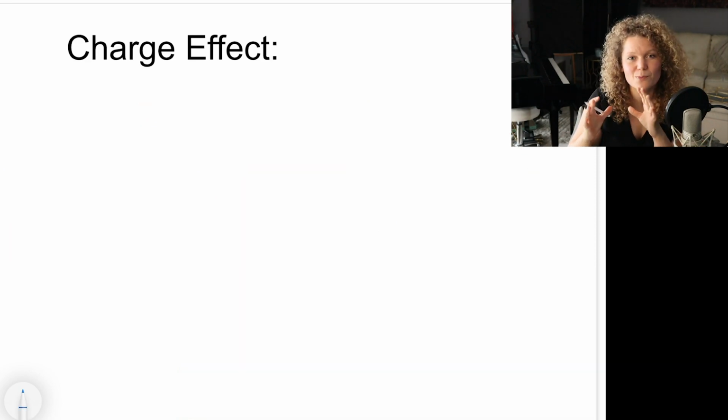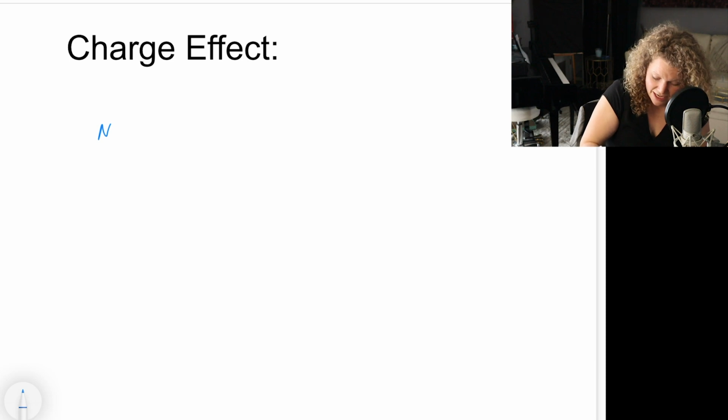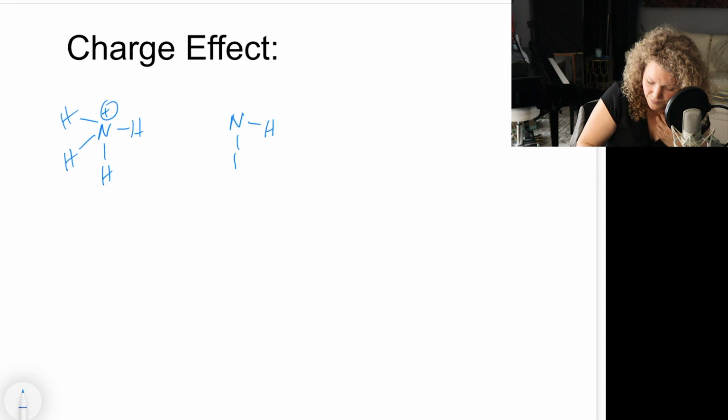So we've talked about protons on different elements. Now we're going to talk about protons on the same element. Let's take, for example, ammonium. So I've got 4 hydrogens here on this nitrogen, and I'm going to compare it to ammonia, which just has 3 protons. Now ammonia is neutral. Ammonium has a positive charge on our nitrogen.